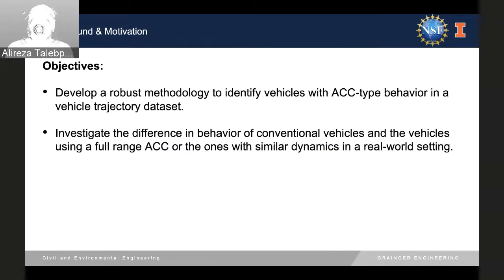So, what are the objectives again? We want to introduce a robust methodology to identify vehicles with ACC, or at least vehicles that drive just like ACC. Maybe I can argue that there might be some humans that can drive just like ACC for a short period of time. And then investigate the difference in behavior of conventional, human-driven vehicles and ACC, and see how they really show up in terms of flow-density relationships.